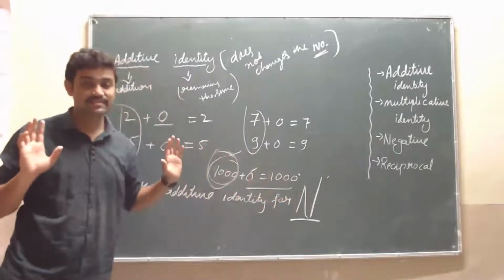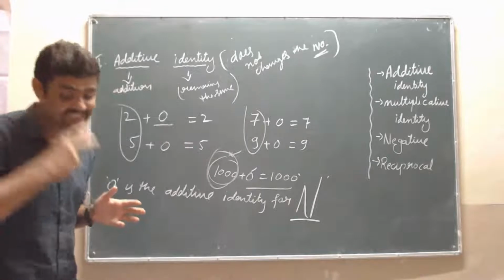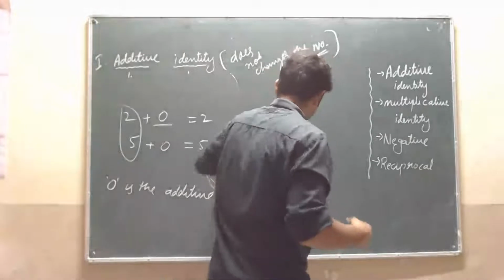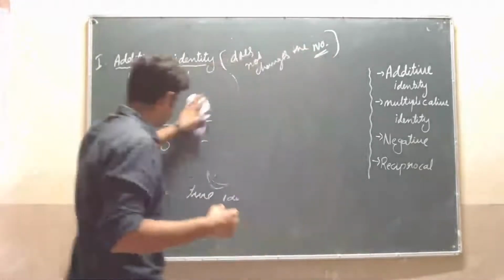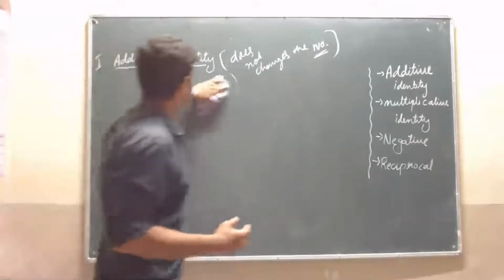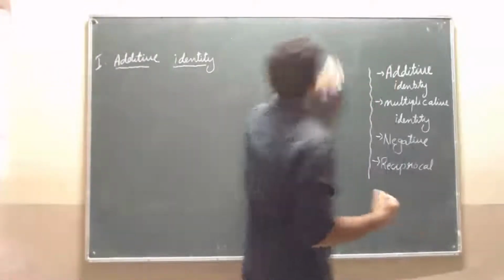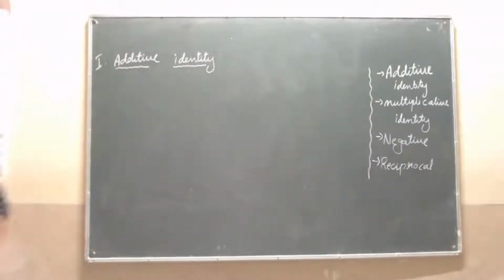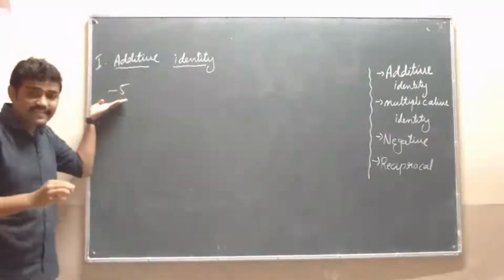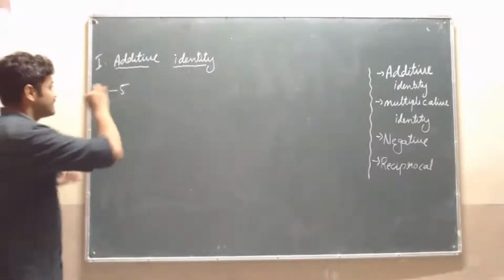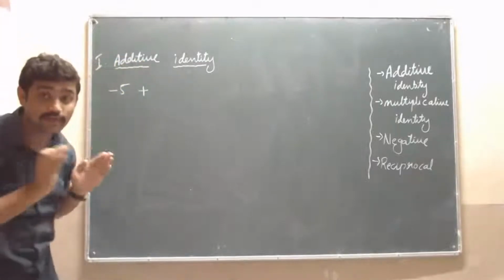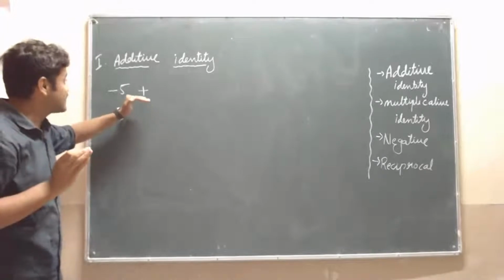N means natural numbers. Then what about integers and rational numbers? Let's check. Take one more example, minus 5. Minus 5 is an integer. Which number is added to this? Why, sir, are we taking only addition? Because we are studying additive identity.